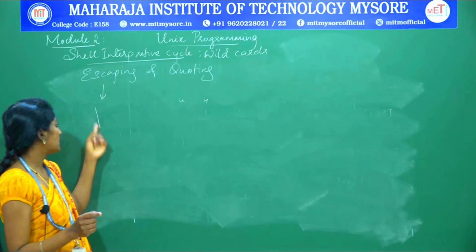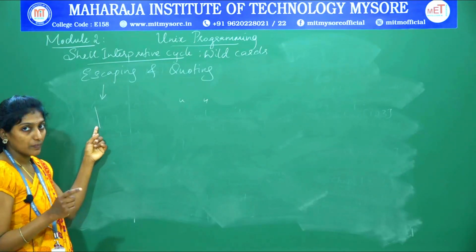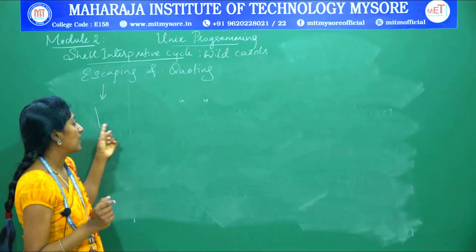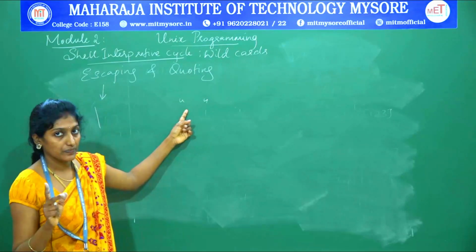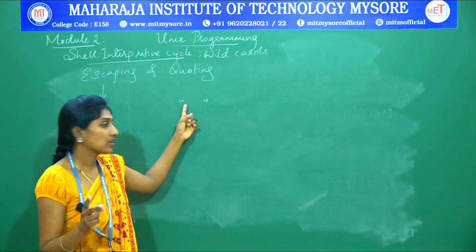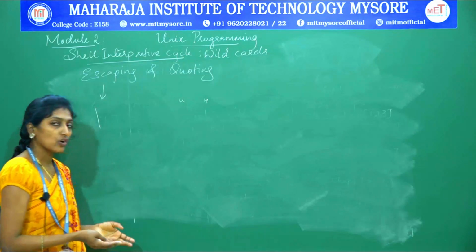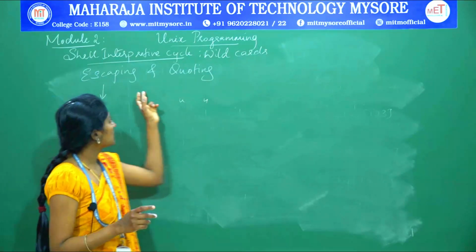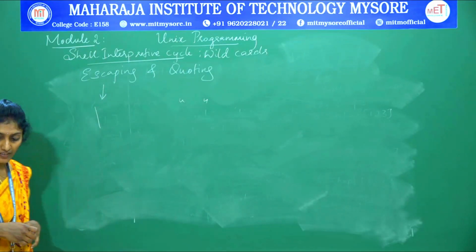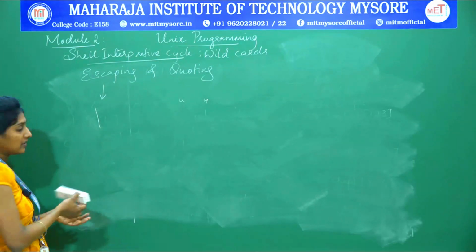If I provide this before a wildcard, in the argument after the command, it is going to remove the meaning of that wildcard. Likewise, if I enclose that wildcard in double quotes, it is going to ignore its special meaning and give you the output as you want. So that is what escaping and quoting does. Let me take one example and show you.